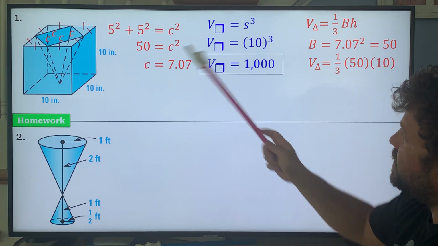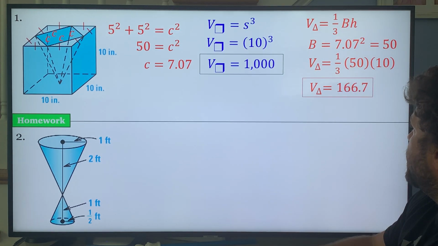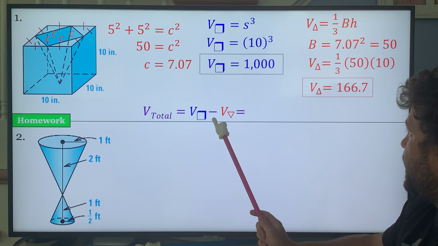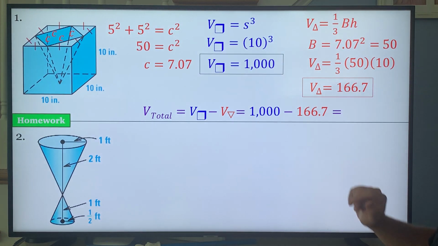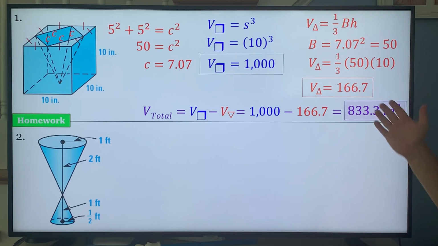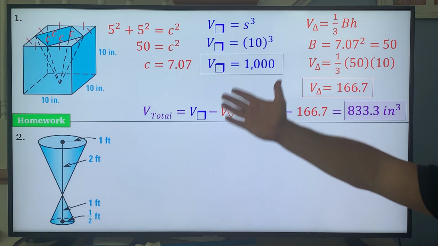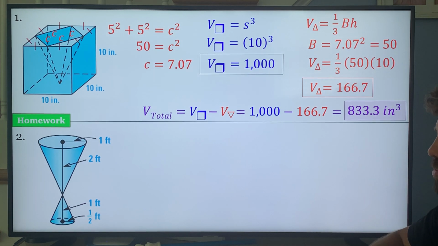1/3, 50 times the height is 10. 166.7. Subtract the two, because you're taking the pyramid out, and you get 1,000 minus 166.7, 833.3. If you want to repeat it a bunch of times, you can. Cubic inches. All right.